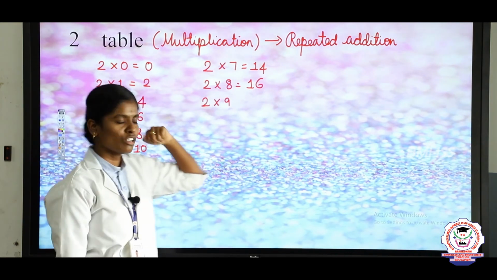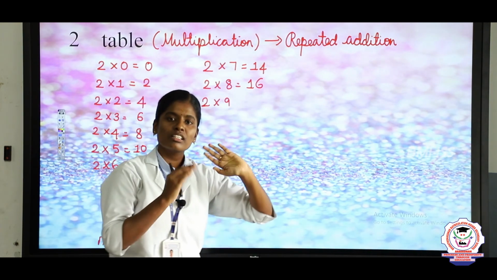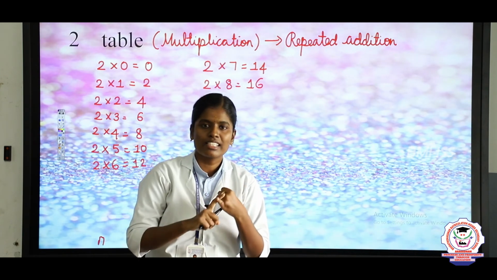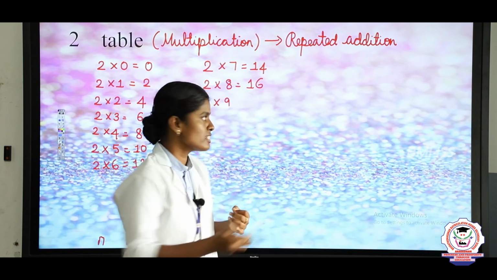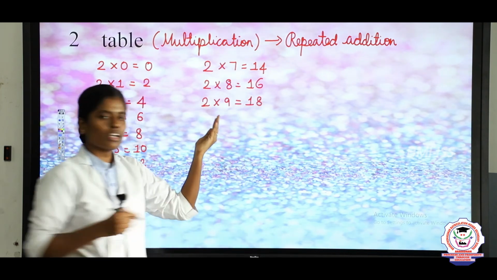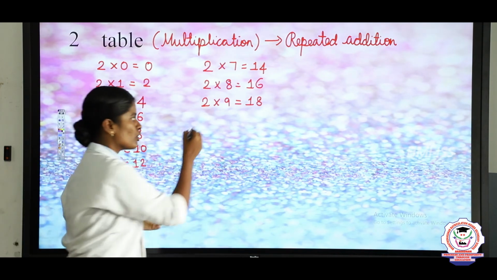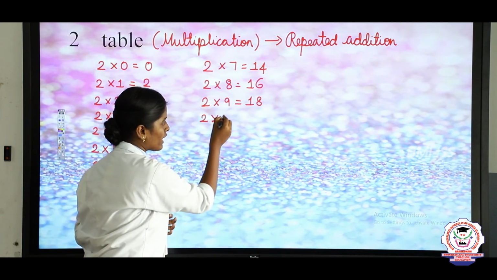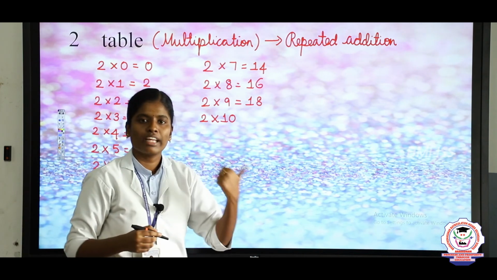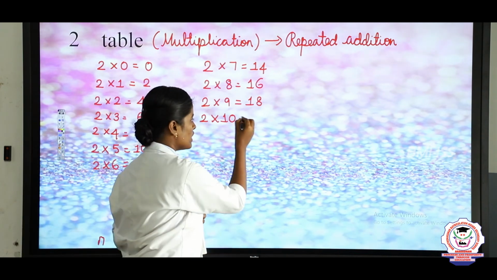So our next one is 2 nines are. That is 2 times of 9. What is the answer? The answer is 18. So write 18. The next one is 10, after 9. So take 2 tens are. That is 2 times of 10. So the answer is 20.